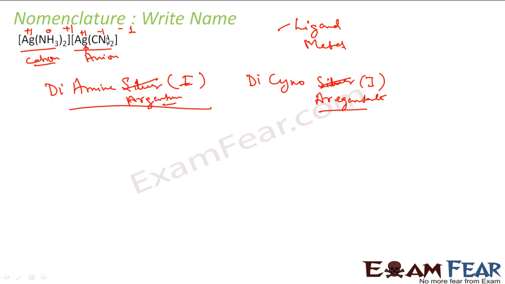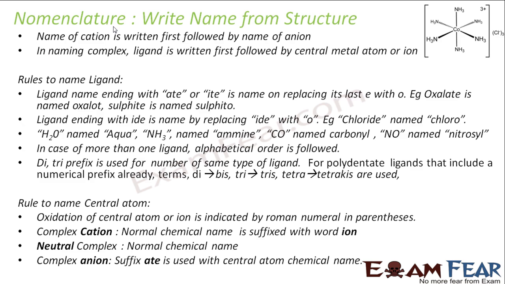Please note, this was the rule: if the complex is negative here, then I'll use the -ate suffix with the metal. If it's a complex anion, the suffix -ate is used. If it is a complex cation, then nothing is used. But again, we had seen an example where chlorine or sulfate was attached, so it was almost neutral, so nothing was used. But if it is a complex anion, then this -ate term is suffixed.